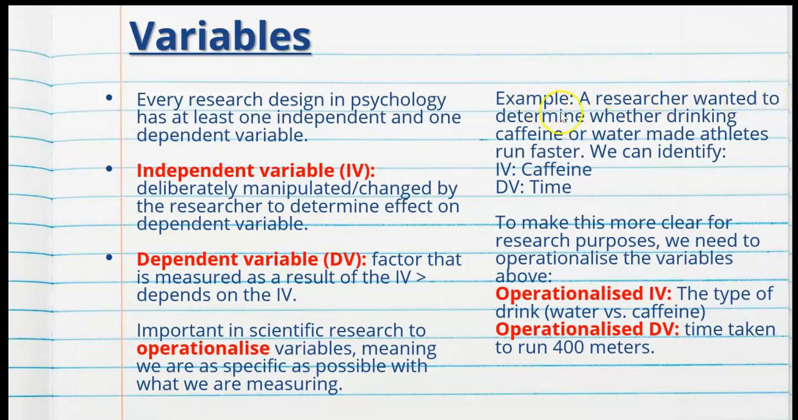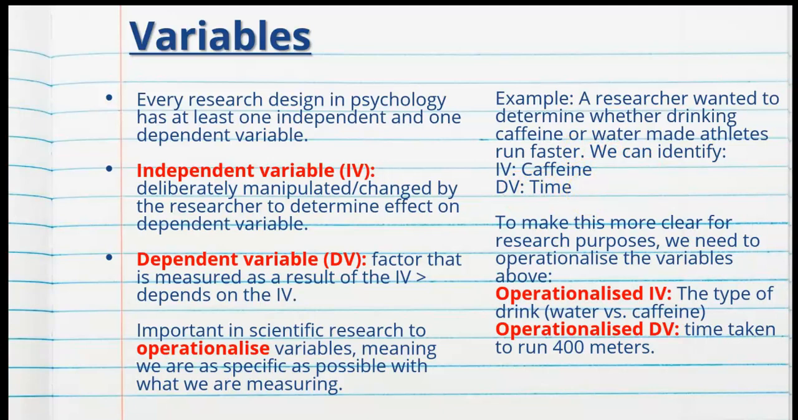A researcher wanted to determine whether drinking caffeine or water makes athletes run faster. Now we can easily identify the IV and the DV. So the IV is caffeine and the DV is time. We know that the DV, or the dependent variable, is time because that's what we're measuring, and that depends on whether they have caffeine or not. So obviously that's what we manipulate, which is our IV, it's caffeine. So we can say to a group, okay, you're having caffeine, and then to our control group, we say, right, you're having water. We've got manipulation, we've got control as the researcher. And obviously the DV is what we're measuring, which is time.